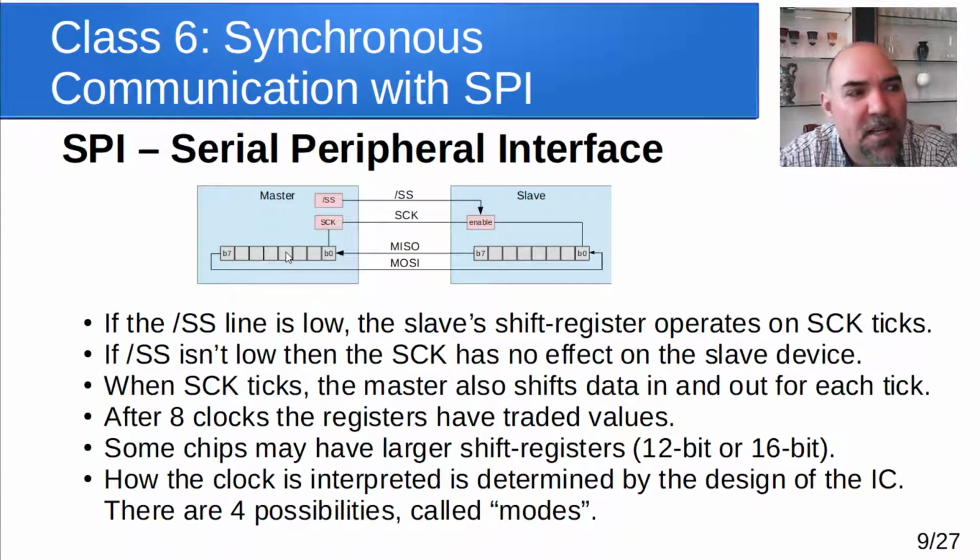Now there is one complexity here that I haven't mentioned yet. It's on the sheet here though. The clock can be interpreted in different ways depending on the design of the chip that's implemented this. And there are really 4 possibilities, and those are called SPI modes. Most microcontrollers or microprocessors have a way to configure what mode you want it to be.